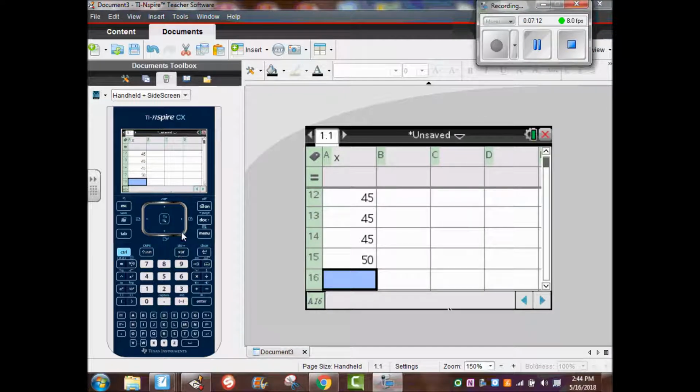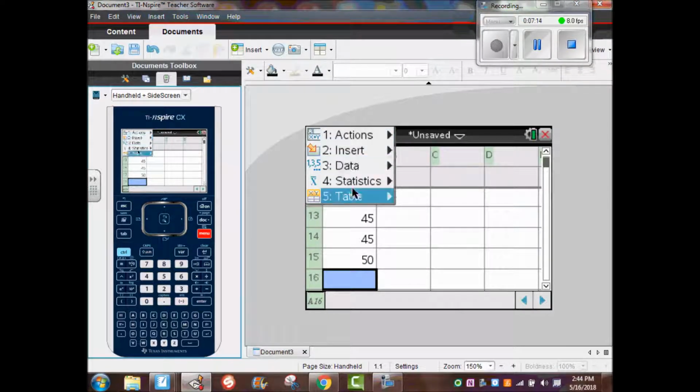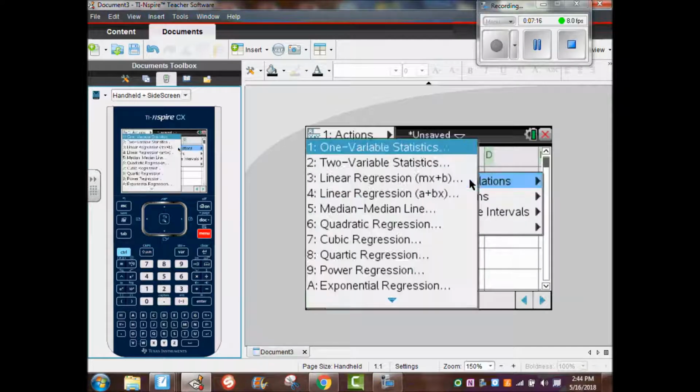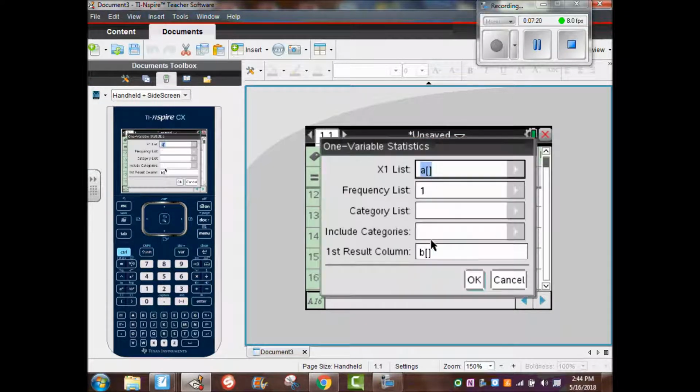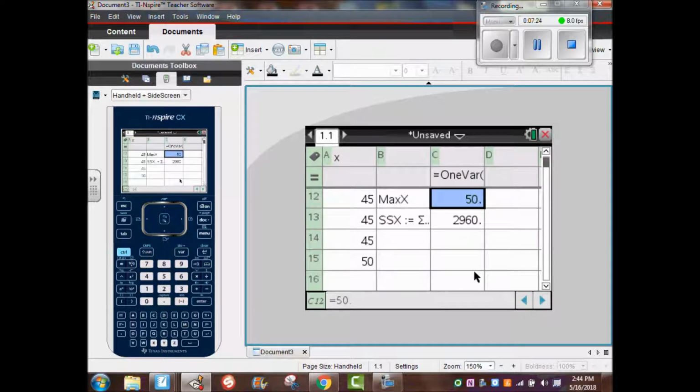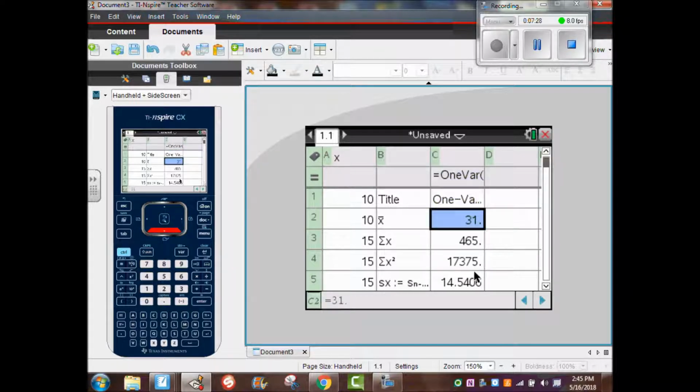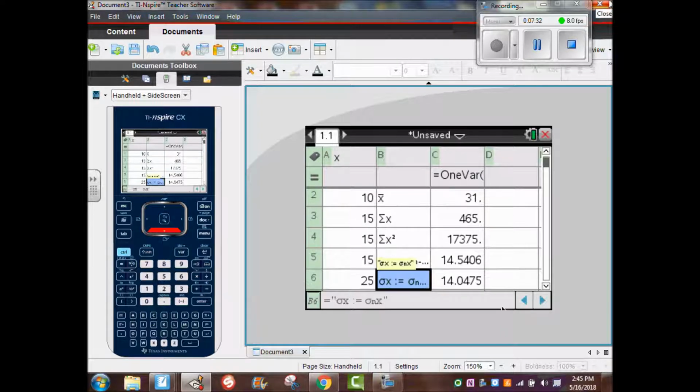All right, so we're going to go to menu, statistics, stat calculations, one variable statistic. We got one list, and we called it X. And so now, as we scroll through, there's our mean. Okay, X bar is your mean. And then keep scrolling through.